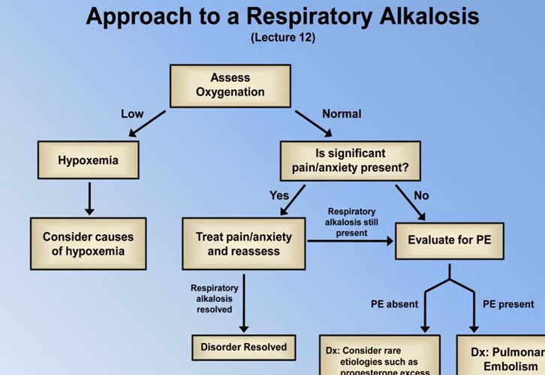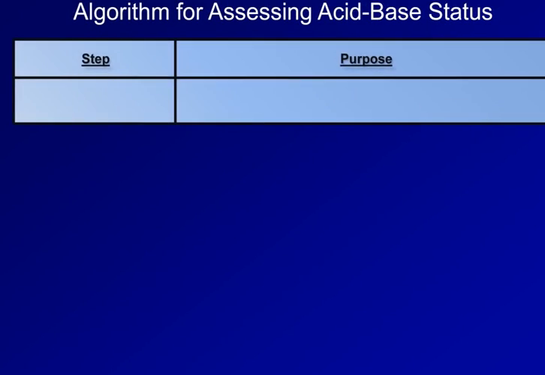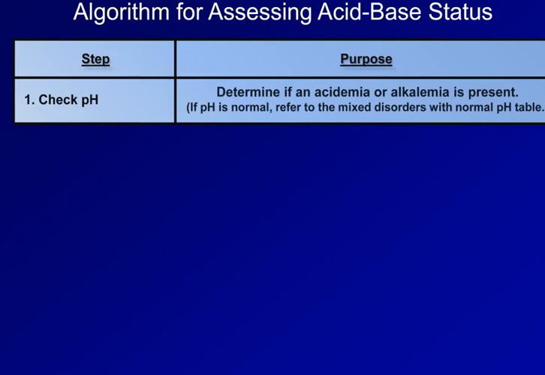So now, how does one incorporate all of this knowledge into a single, coherent algorithm for assessing a patient's acid-base status? Here it is, my master algorithm for conquering acid base. Step 1. Check pH. This will determine if an acidemia or alkalemia is present.